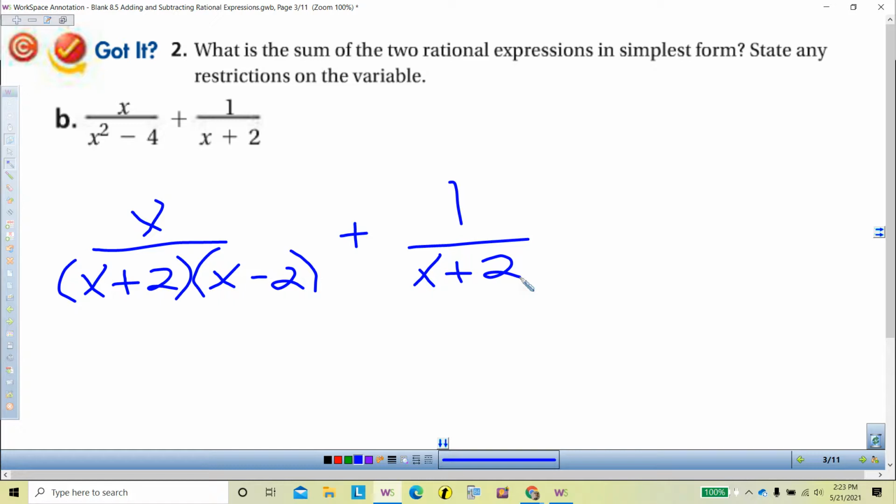That's just not cool. Okay, so this denominator factors to plus 2 minus 2, right? x squared minus 4 is x plus 2, x minus 2. So second fraction by x minus 2 over x minus 2.